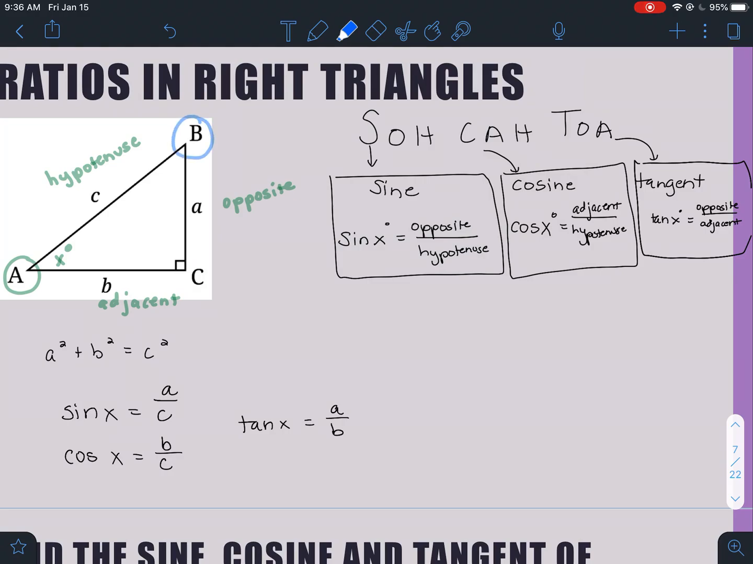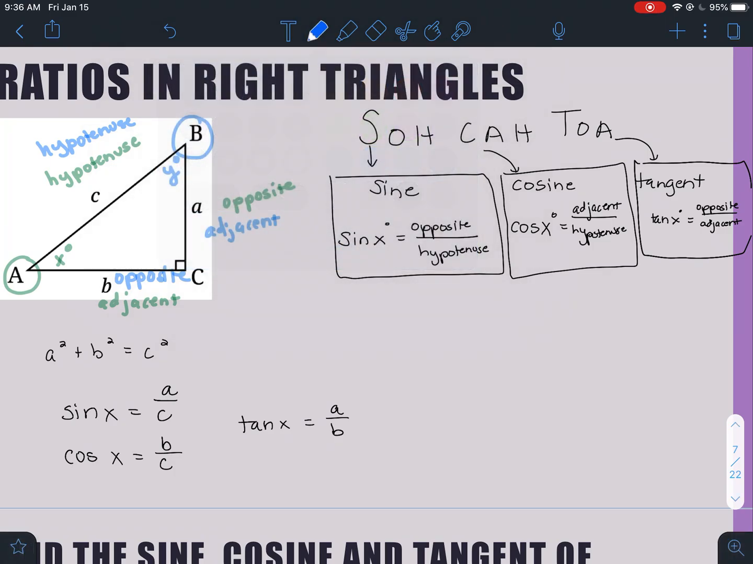So let's look at angle B, and we'll call that y. So we'll say that that's y degrees. Well, notice the opposite side is going to be across from angle y. So this side down here is now, instead of the adjacent side, side B is going to be opposite because it's opposite angle y. The hypotenuse stays the hypotenuse because it's still across from the 90. And then side A is adjacent to angle y. So now this side is going to be the adjacent.